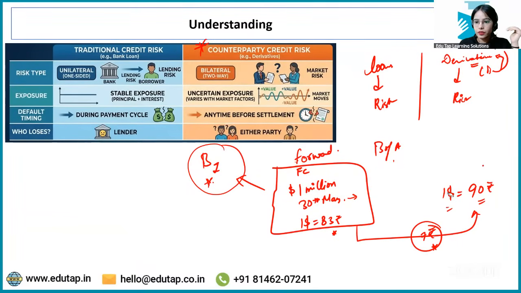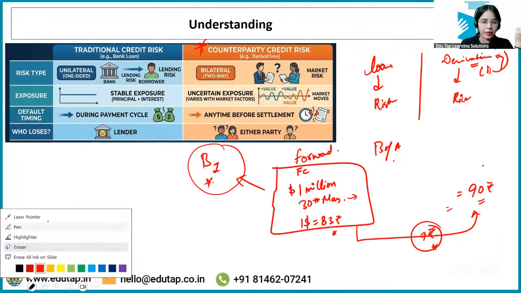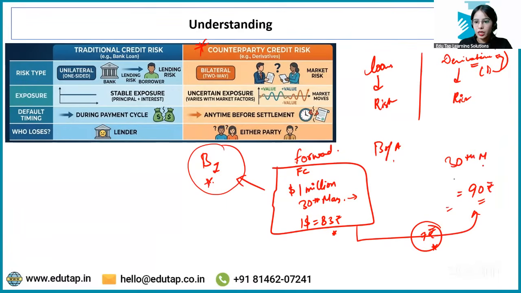What if by 30th of May, $1 is equal to 80 rupees? Now what will happen? Who is on the gaining side? Bank of America. Because Bank of America will be selling $1 at 83 rupees, while currently $1 is equal to 80 rupees.